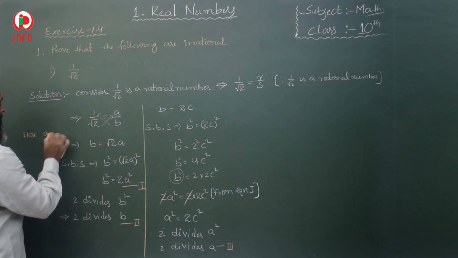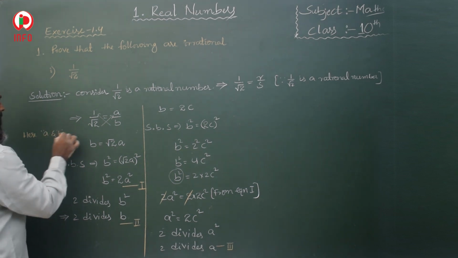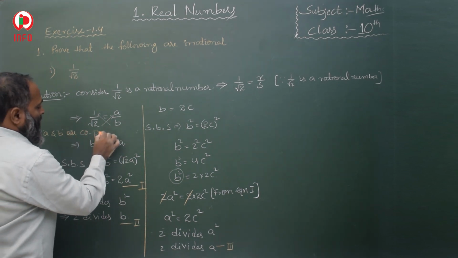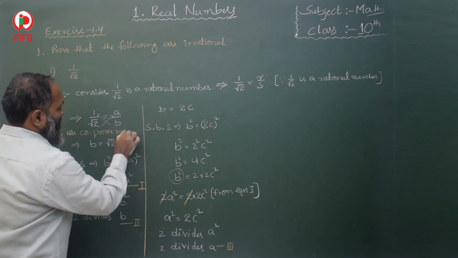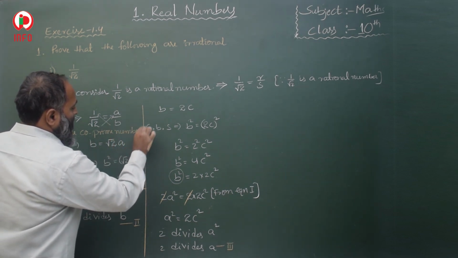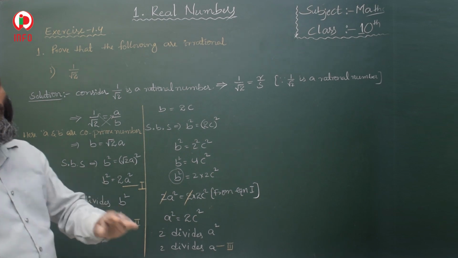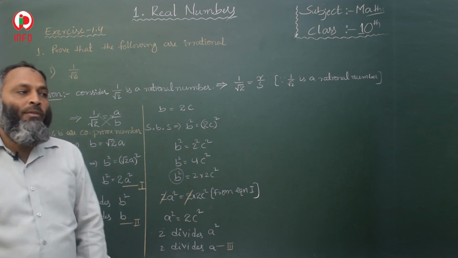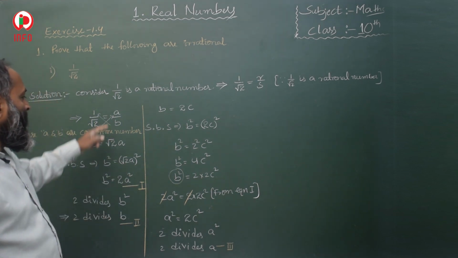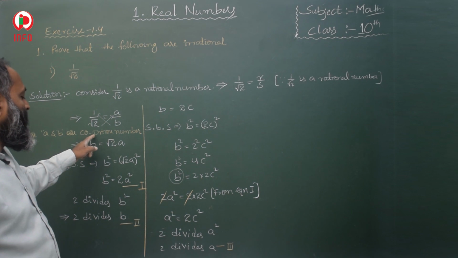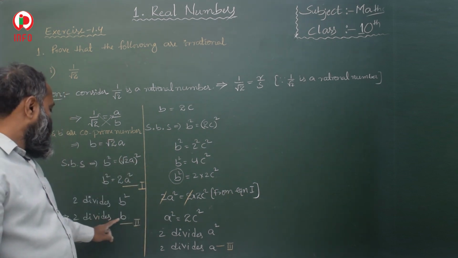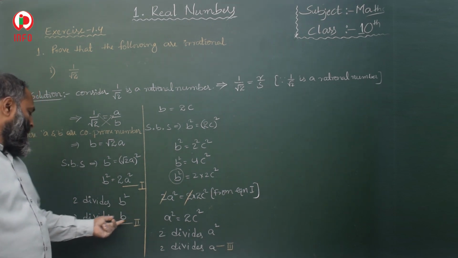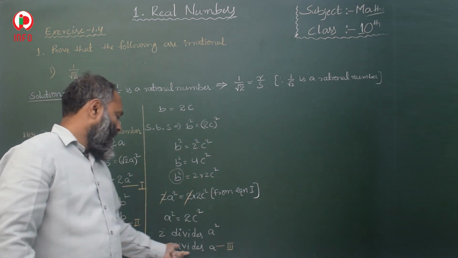Here a and b are co-prime numbers. What does co-prime mean? Co-prime numbers are numbers having 1 as the only common factor. No other common factor is there. Here a by b are co-prime numbers, but here we are getting 2 as a common factor, so b has 2 as a factor and a also has 2 as a factor.